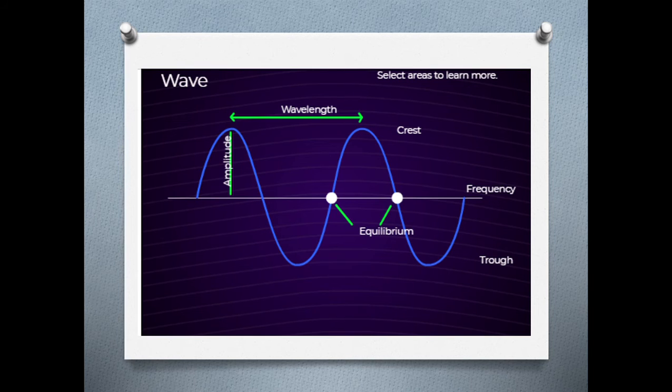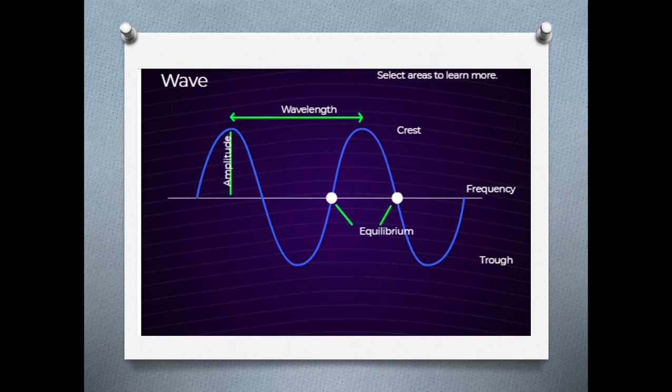We find the equilibrium, which is the part in which the wave passes through that middle point that is kind of slicing the total wave. We have the crest, which is pretty much the top of the wave. We have the trough, which is the bottom part of the wave.